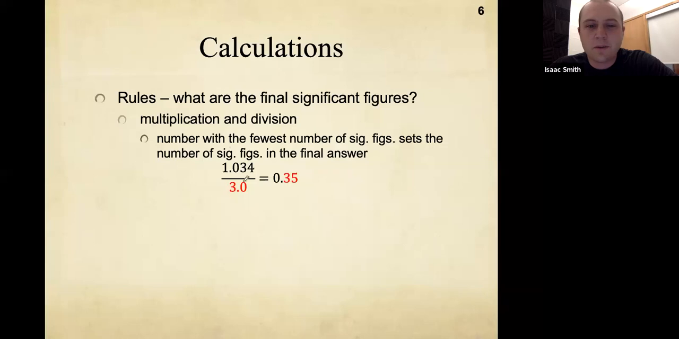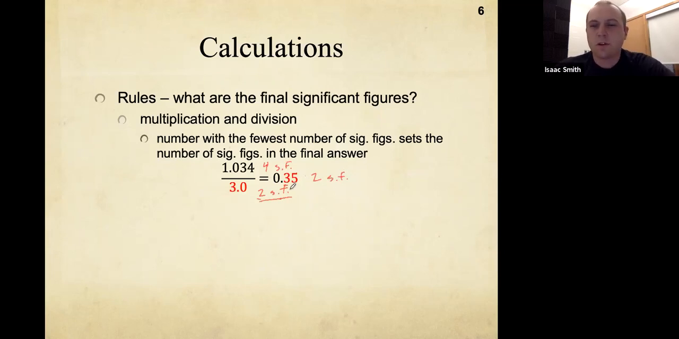So if you're dividing these two numbers, this is our density example that we just went over. We have 4 sig figs in the numerator, 4 sig figs, okay? And then we have 2 sig figs in the denominator. So you look at the two numbers, and the one with the least number of sig figs sets the sig figs in your answer. So between 4 and 2, 2 is less, obviously. So that means our answer will be accurate to 2 sig figs, okay?